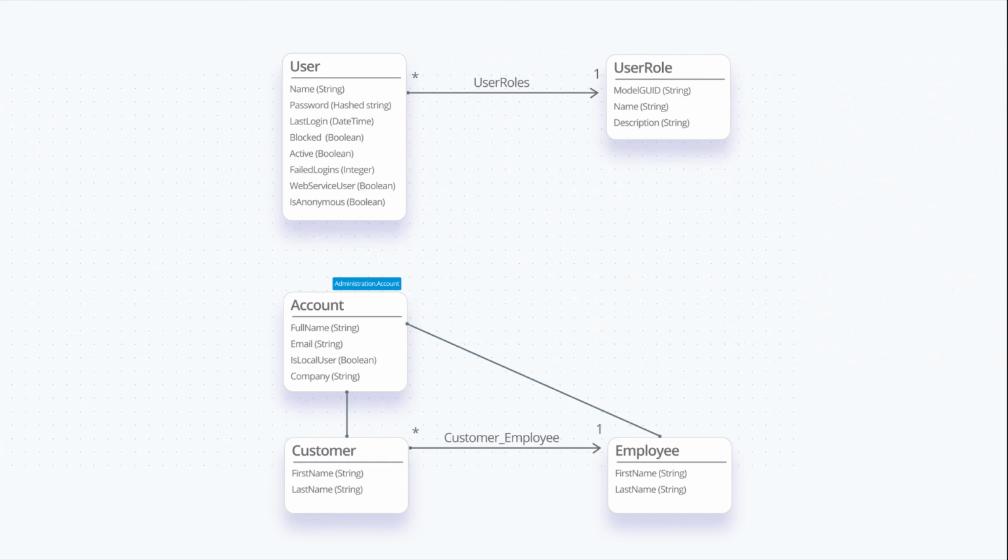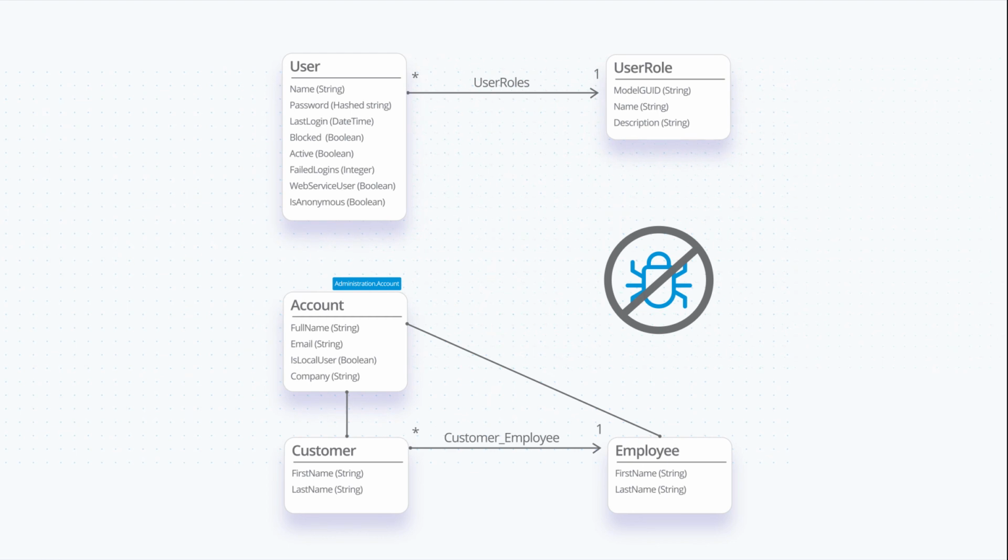There are two important conclusions to keep in mind. First, the tested behavior is not a bug. It is caused by an incorrectly modeled domain model. Second, the best practice is to never inherit from the user or account entity when dealing with processed data. Instead, you should associate your data to the user or account entity.